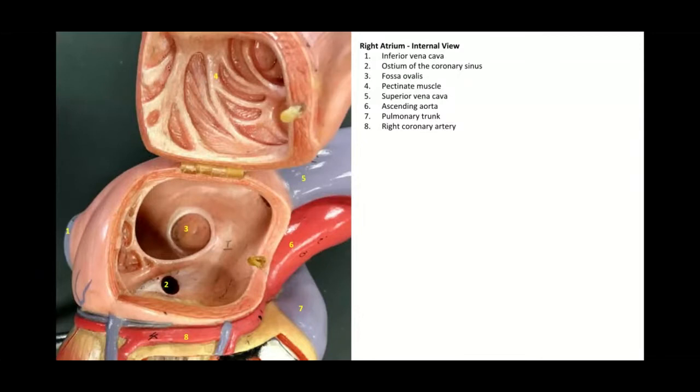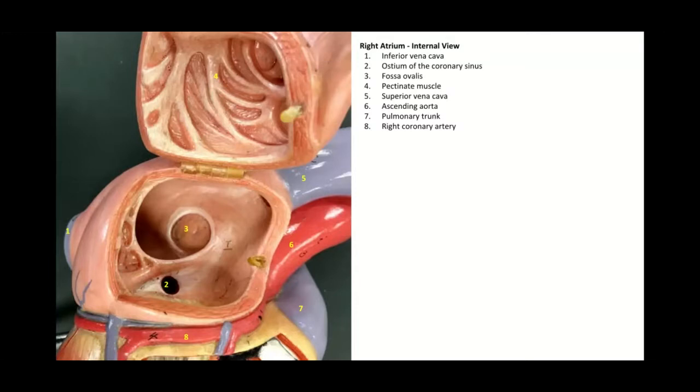Between the right and left atrium, you can see this part. This is the interatrial septum, and in the middle of the interatrial septum, you can see number 3. This is the oval depression. We call it the fossa ovalis. The fossa ovalis is the remnant of an opening between the right and left atrium.